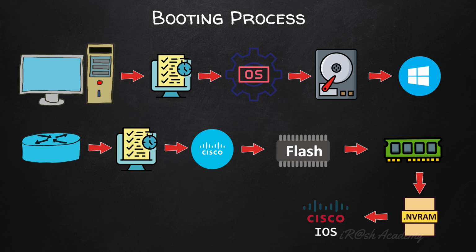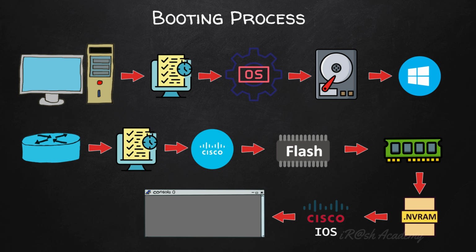So whatever configuration is available in NVRAM, Cisco considers it a startup configuration file and loads it into Cisco IOS. And when the Cisco IOS loads the configuration file, then the user can get CLI access to the device. It can be in the form of a console or it can be remote. And using the CLI, the command line interface, the user can interact with the Cisco device and do the configuration. It can be setting up a new configuration or modifying the existing configuration. So these are the similarities between the booting process in a computer and a Cisco router.